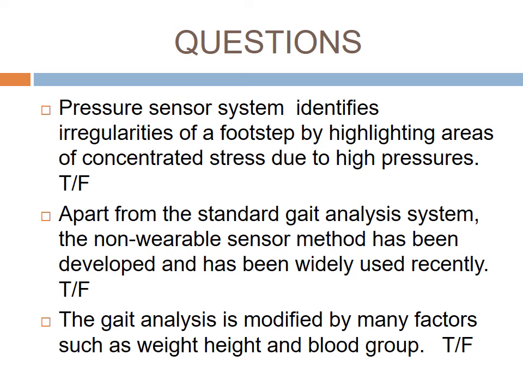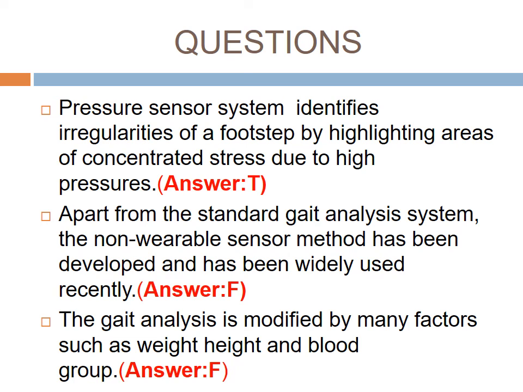Here is a true-false question. Pressure sensor systems identify irregularities of a footstep by highlighting areas of concentrated stress due to high pressures. Apart from the standard gait analysis system, the non-wearable sensor method has been developed and has been widely used recently. The gait analysis is modified by manufacturers such as weight, height, and blood group. So the first one was true, the second one was false, and the third one was also false.